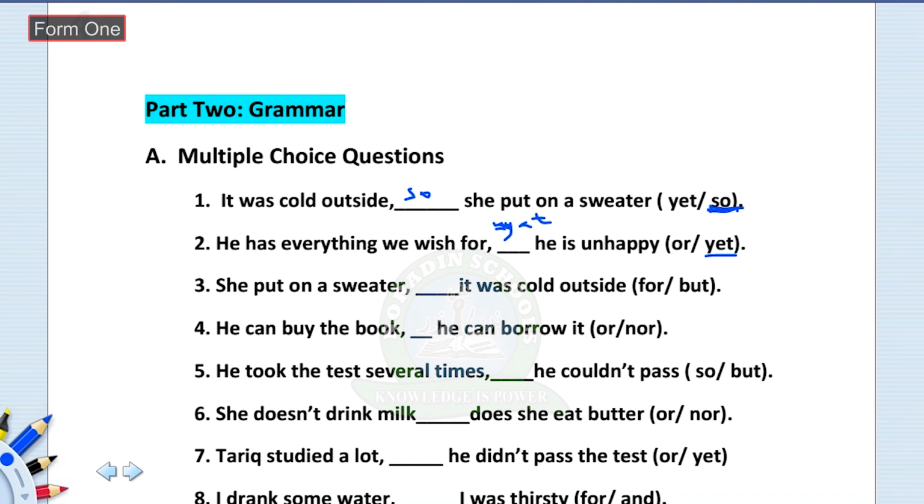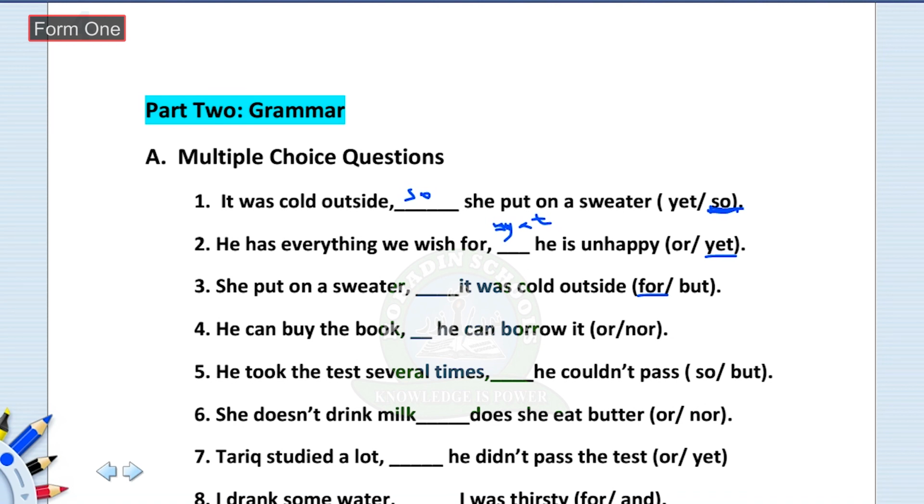The third one is she put on a sweater, dash, it was cold outside. You have to choose between for and but. Choose the correct option. Here, the correct option is the word for, because the word for has the sense of because. For means because. She put on a sweater, for it was cold outside.